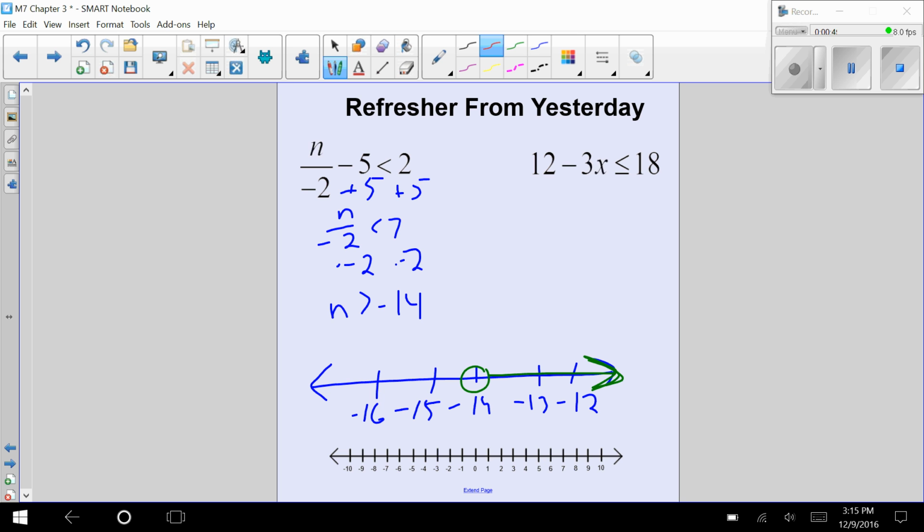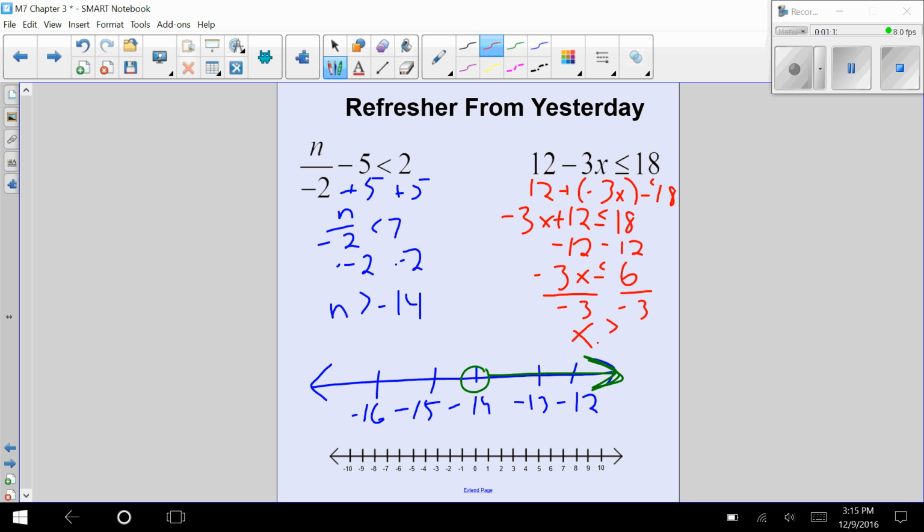For the second one, remember we have to rewrite this as 12 plus negative 3x is less than or equal to 18. And then negative 3x plus 12 is less than or equal to 18. Then we subtract the 12 off of each side. I get negative 3x is less than or equal to 6. Then I divide both sides by negative 3. So I get x is greater than or equal to negative 2. Because we divided by a negative, I have to flip my inequality sign. So at negative 2, I make a closed dot, and my arrow goes to the right.